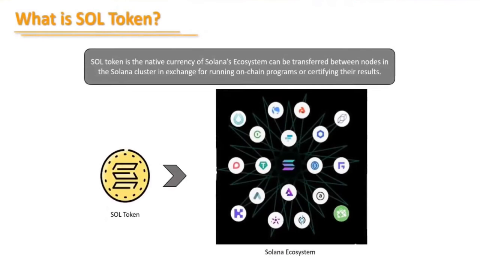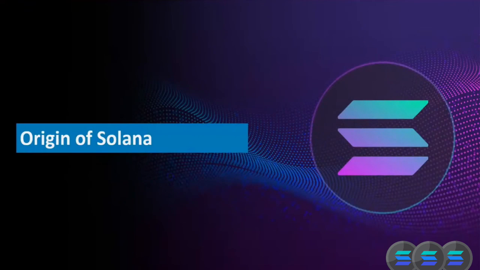Solana's ecosystem uses the SOL token as its native currency. As a result, the token can be transferred between nodes in the Solana cluster in exchange for running on-chain programs or certifying their results. It can also be used to make micropayments known as lamports. Now, when we are talking so much about Solana crypto, let's also dive down and explore how and when exactly it came into existence.